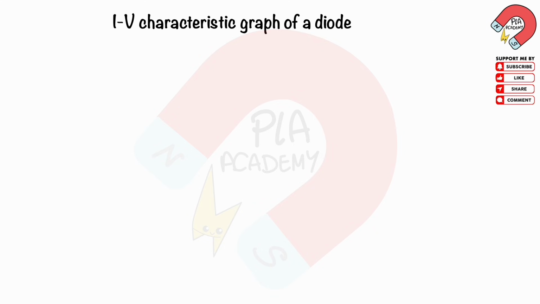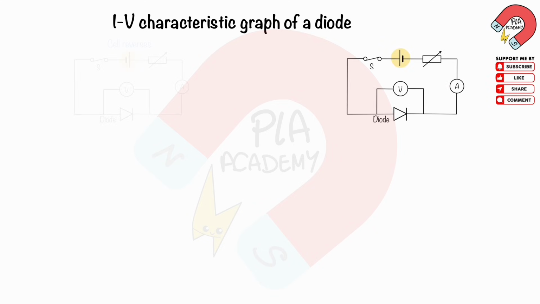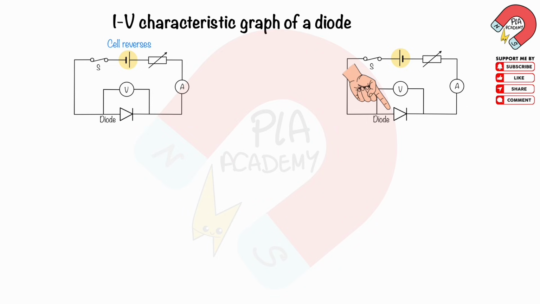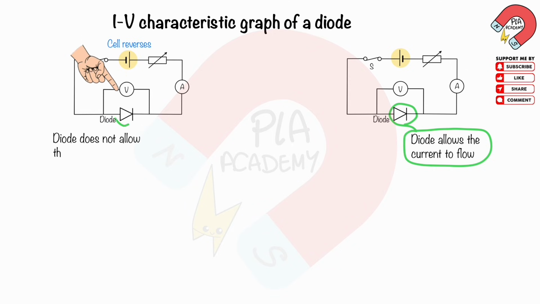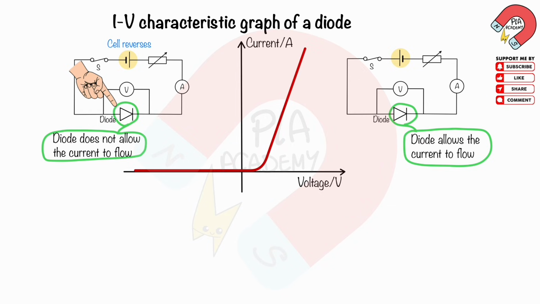IV characteristic graph of a diode. A diode is a component that allows current to flow in only one direction. This is the symbol for a diode, and it allows the current to flow in this direction. In this circuit, the diode allows the current to flow through the circuit, resulting in a reading on the ammeter. In this circuit, a cell is reversed, so the diode does not allow current to flow, resulting in no reading on the ammeter. The graph of current I in amperes against voltage V in volts of the diode is shown.